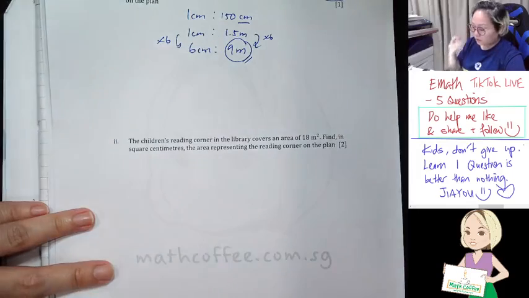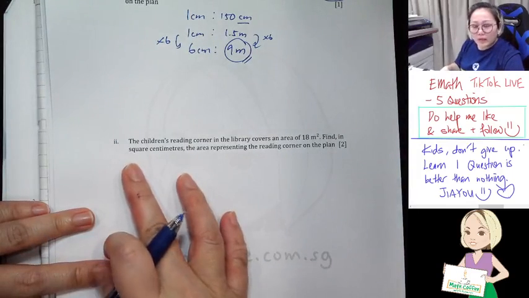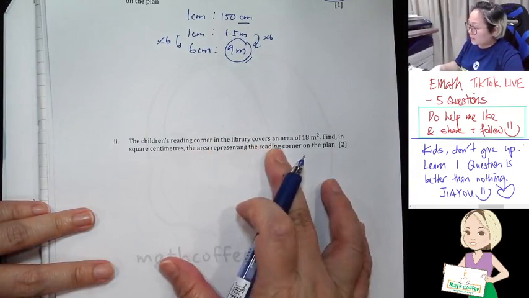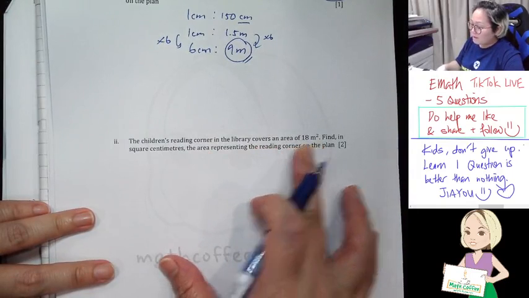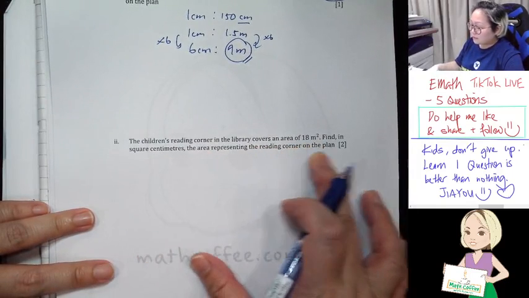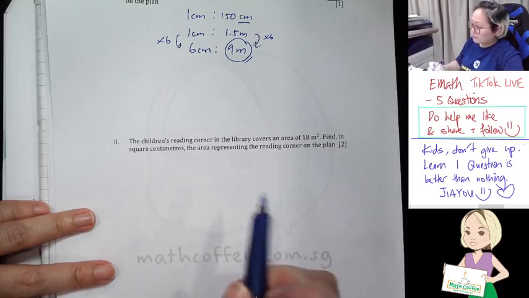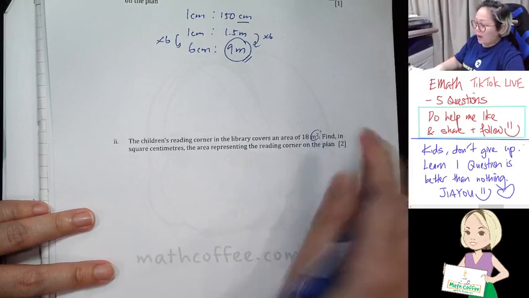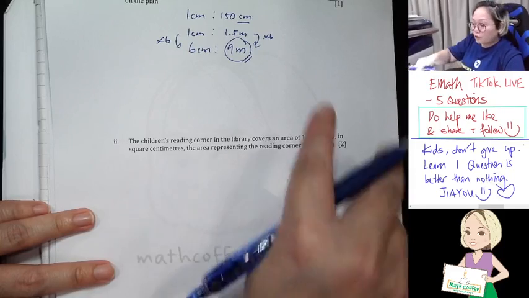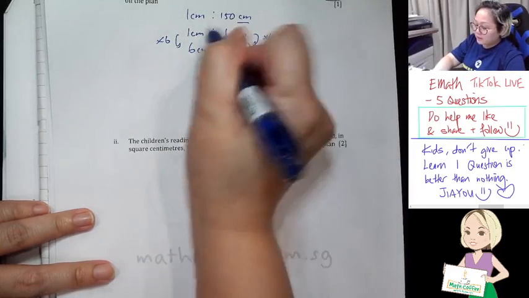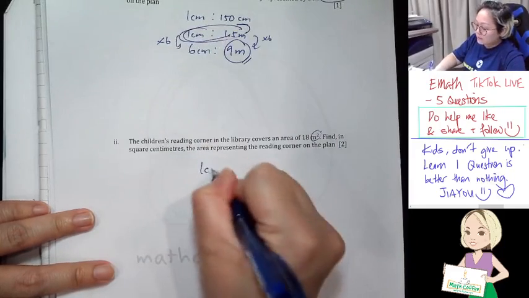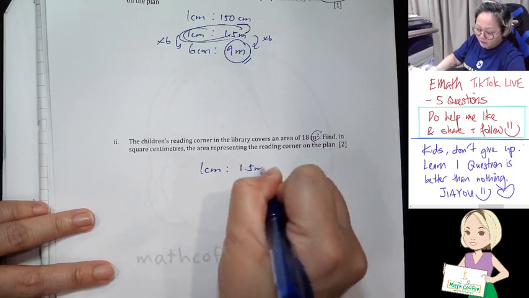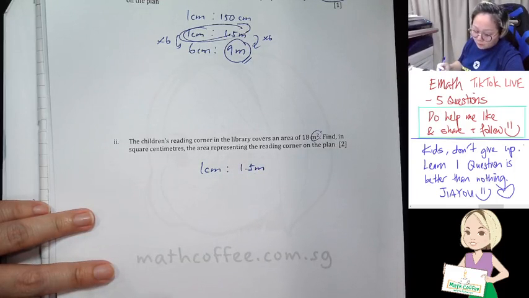Okay, let's move on. So the children's reading corner in the library covers an area of 18 meters square. The area representing by this. Okay, kids take note. So first, the actual is meter square. Okay, so when I use my length scale, take 1 cm is to 1.5 meter. cm to meter is divide by 100. Yes, divide by 100, correct. Because 1 meter is 100 cm.